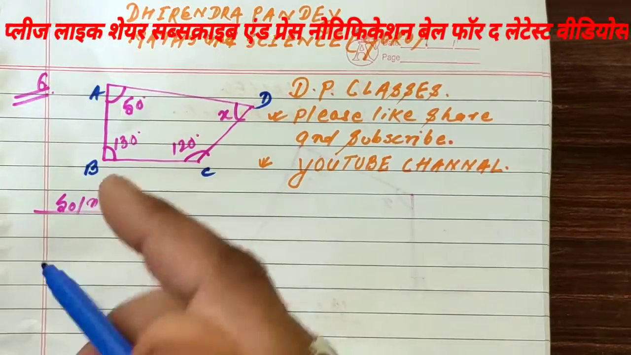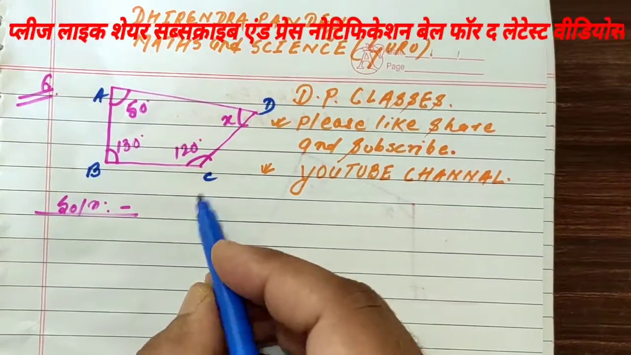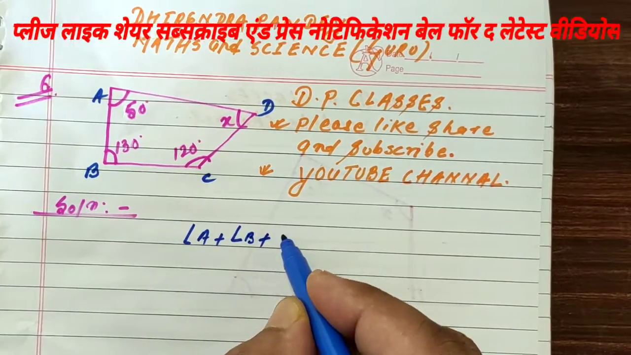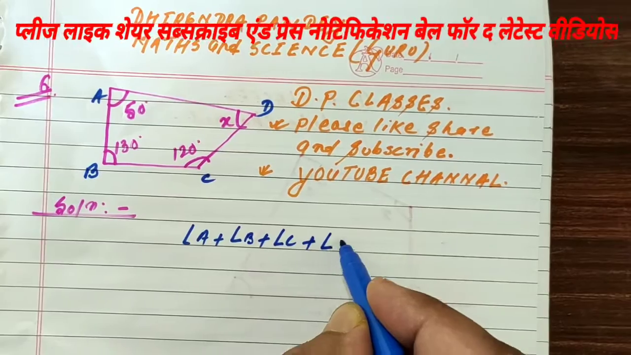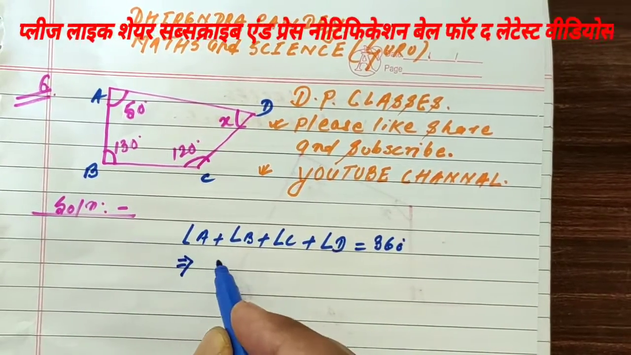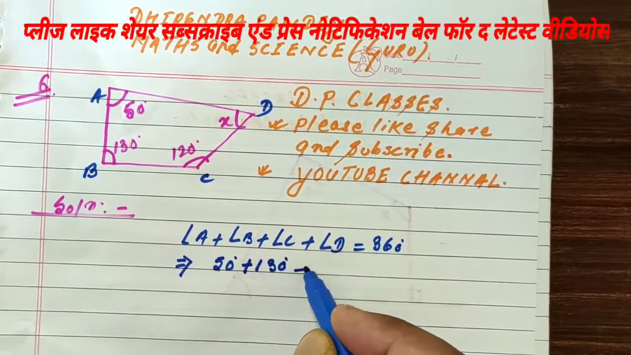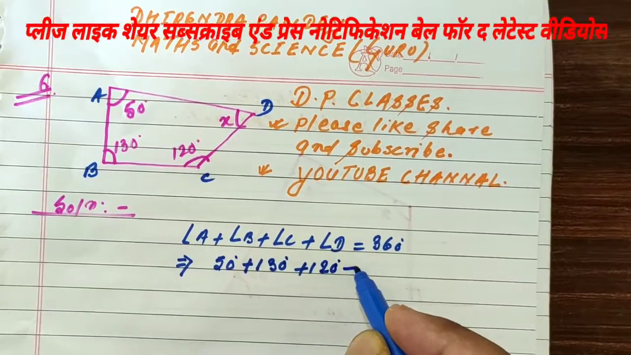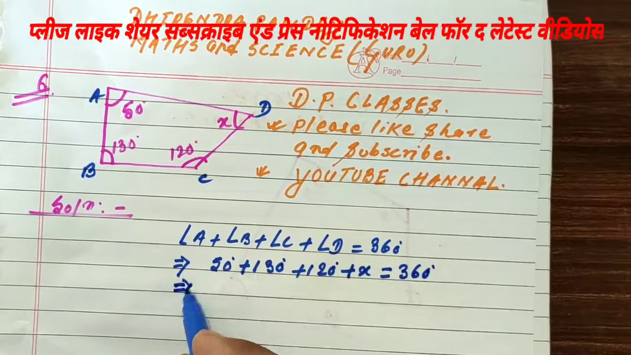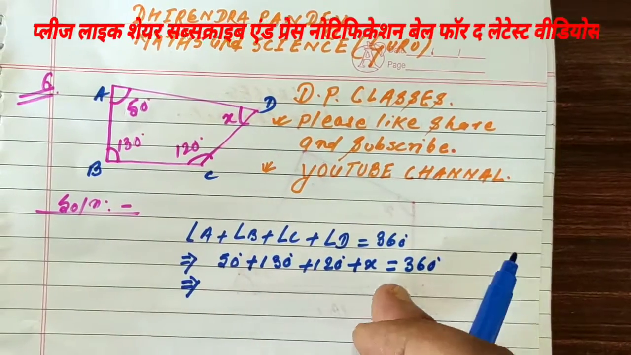Now as you know, the sum of the angles of a quadrilateral is always equal to 360 degrees. So we can write angle A plus angle B plus angle C plus angle D is equal to 360 degrees. Angle A is 50 plus 130 plus 120 plus X is equal to 360. Why is it equal to 360 degrees? Because the sum of the angles of a quadrilateral is always equal to 360 degrees.